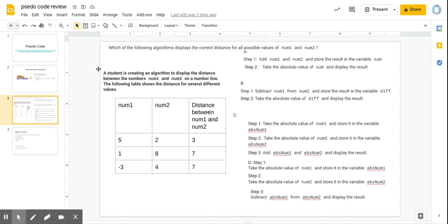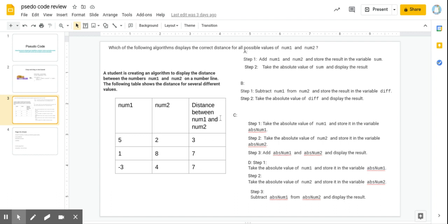And if they have a question something like this, which of the following algorithms displays the correct distance for all possible values of n1 and n2? num1, num2 stands for two numbers. Okay, not a crazy variable notation. It's going to be used in your AP notation for variables. The notations for programs are going to be pretty self-explanatory.